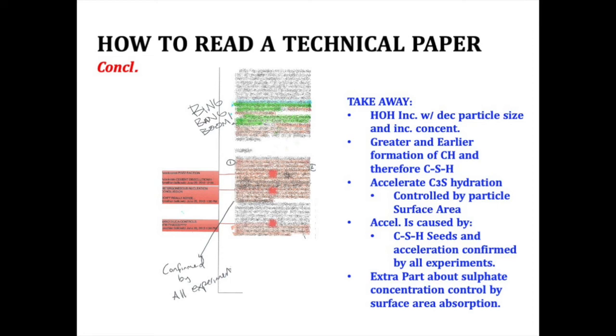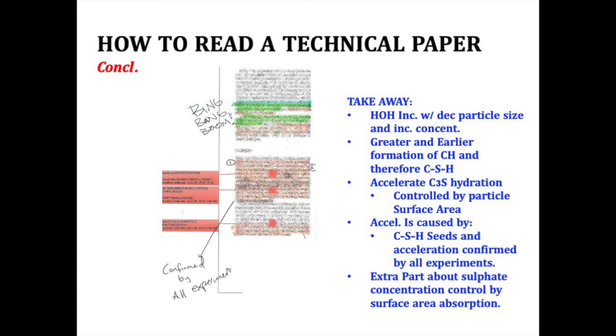So the takeaway on the conclusions, what the authors were trying to get you to see is that the heat of hydration was increased with decreasing particle size and increasing nanosilica content. They had a greater earlier formation of calcium hydroxide and therefore calcium silicate hydrate development. Because of all this, as well as all the tests put together, they saw that there was an acceleration in this tricalcium silicate hydration, which was controlled by particle surface area.